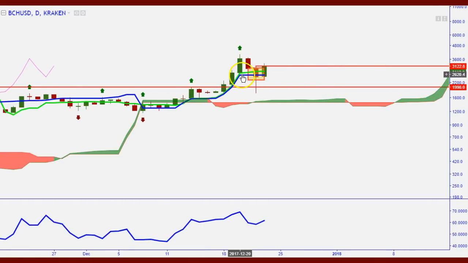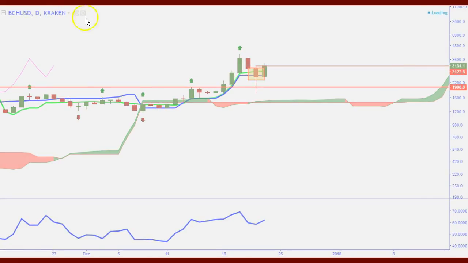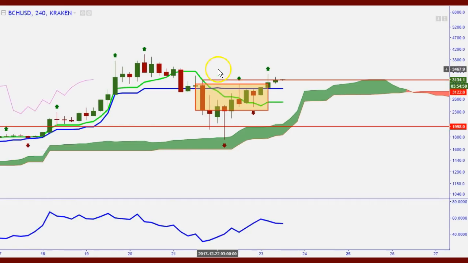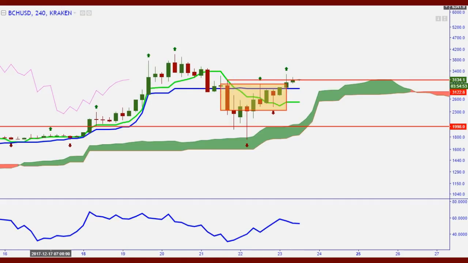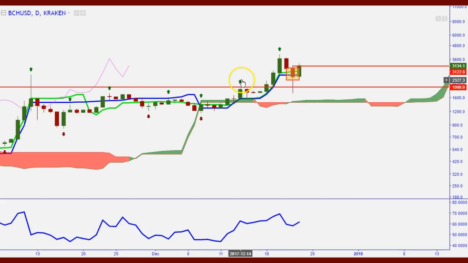And then, guys, let's go to 4 hours, see if we could get a better opportunity. 4 hour, no better opportunity. Still inside the box here. So I still like what I see on the daily. I just like the entry where we are, probably at 3134.1, somewhere in there for entry, pretty much where we are right now.